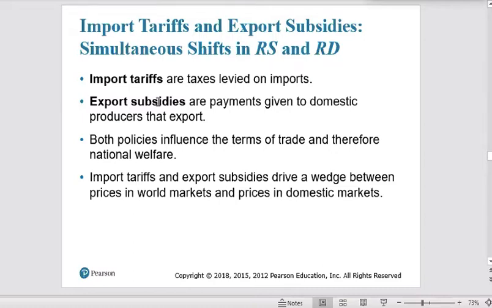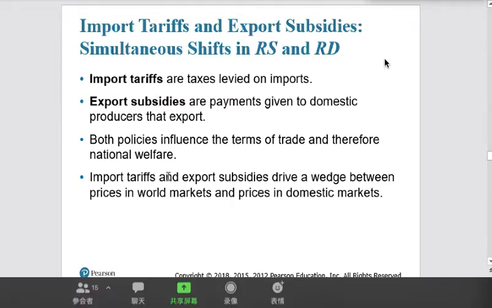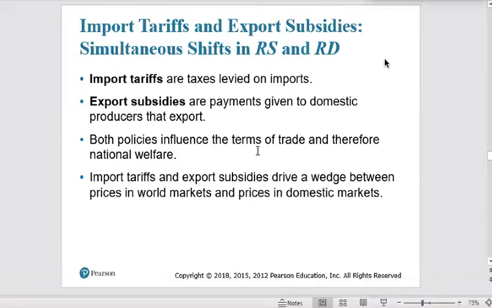So if you're selling clothes to the US, and for every piece of clothing you sell, the government comes to you and says I will give you $2 for every piece of clothing you sell to the US, this is also a sort of subsidy. Both of these policies will change the terms of trade and therefore national welfare. And we are going to look at how.